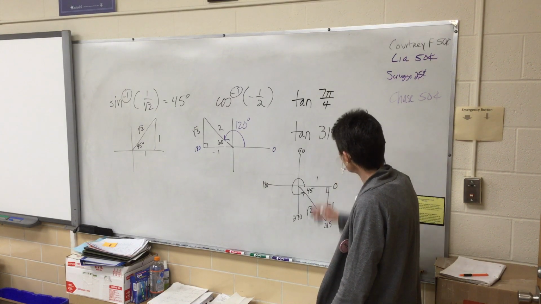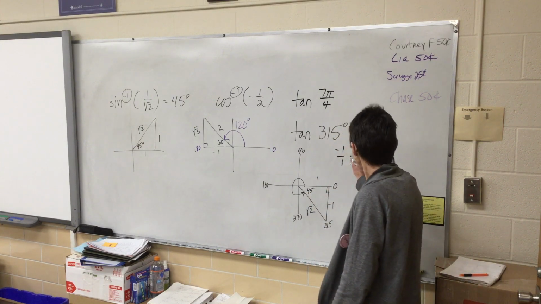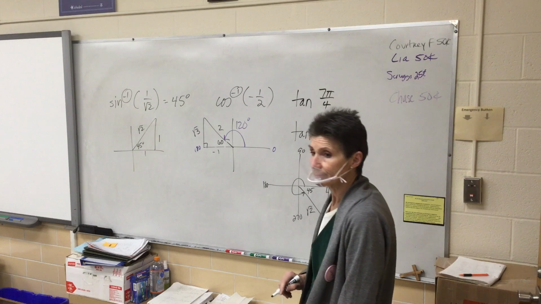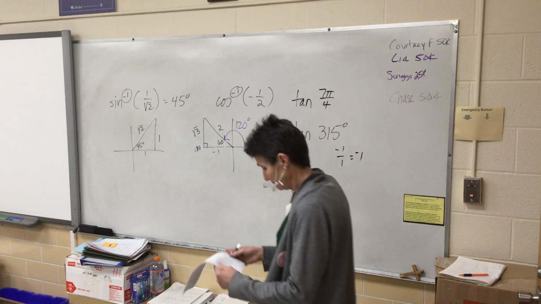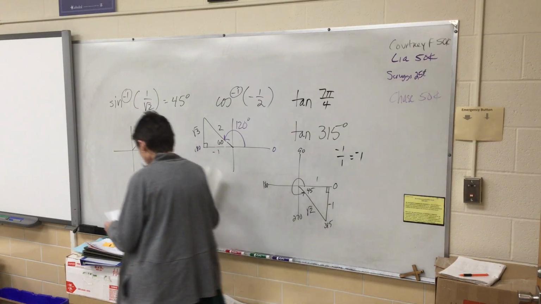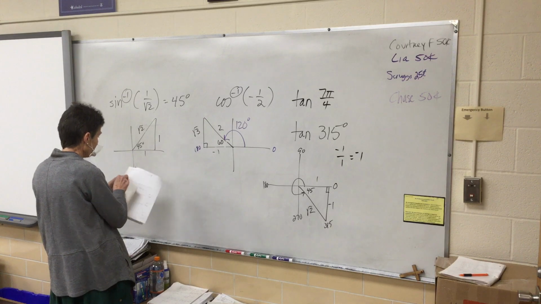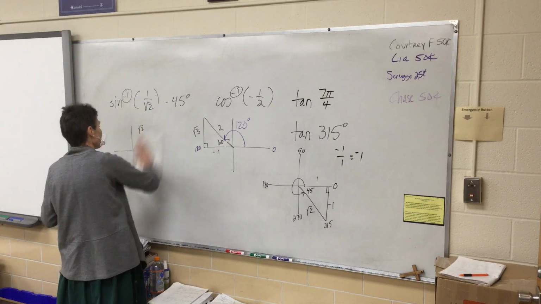Okay, so I need the tangent. Tangent is opposite over adjacent. Negative 1. Couple more on the back, just like that. Oh, wait, I just did one. One more left. Cosine 3 pi over 2.